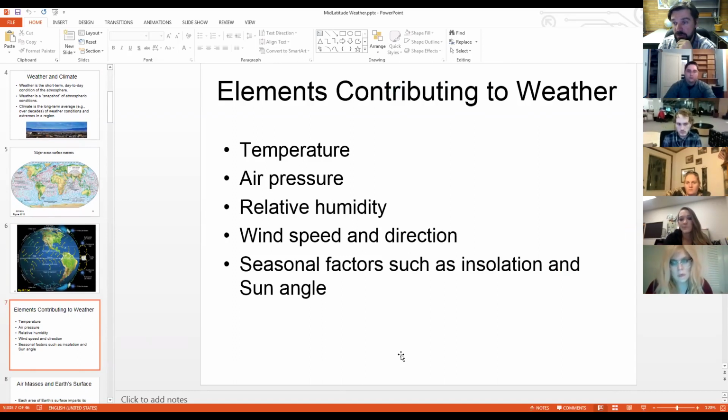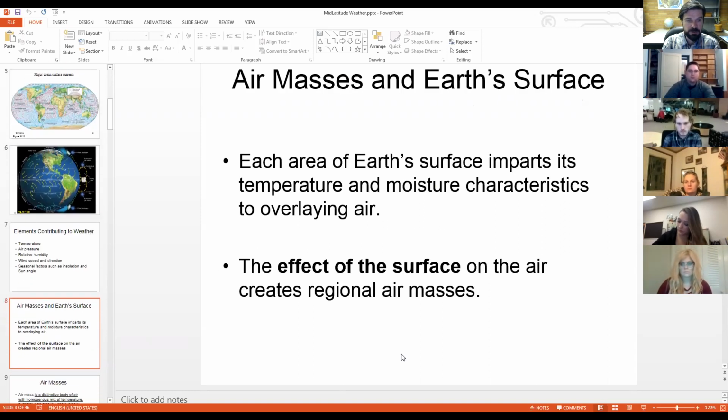Elements that contribute to weather are temperature, air pressure, relative humidity, a lot of these things that we were looking at in the previous lab. And then wind speed and direction, of course, is very important. And then seasonal factors, such as right now, we have less sunlight per day than in the summertime. Shorter days, but we're getting longer and longer. We're exactly a month out from equinox, where the day and night are 12 and 12. Then the days will continually get longer for us.